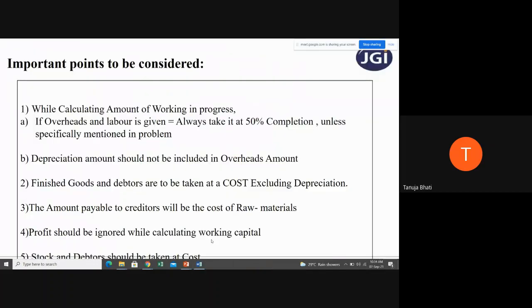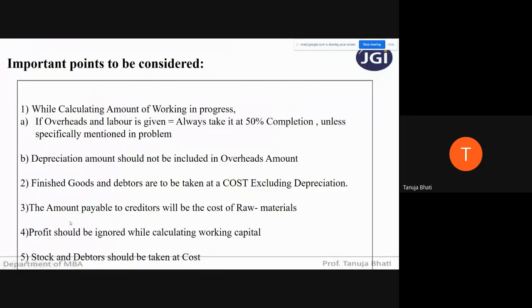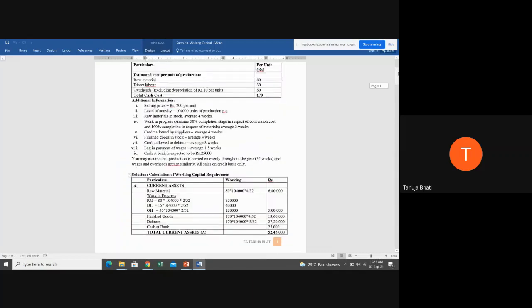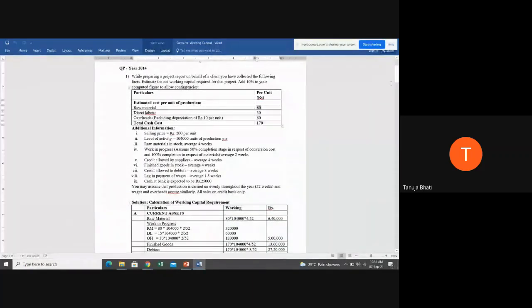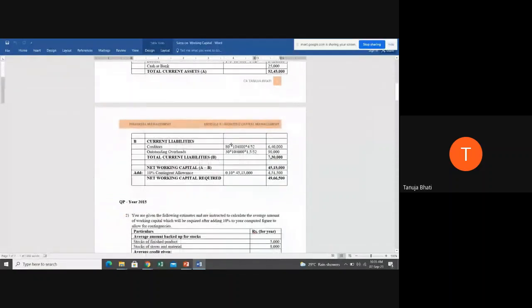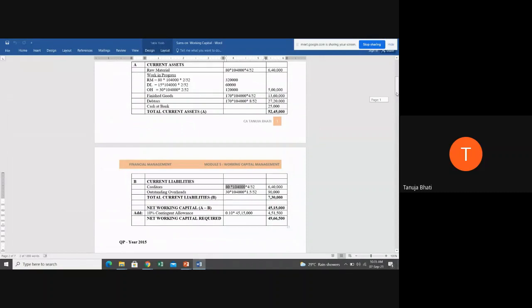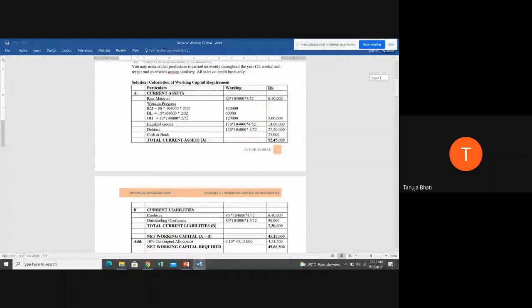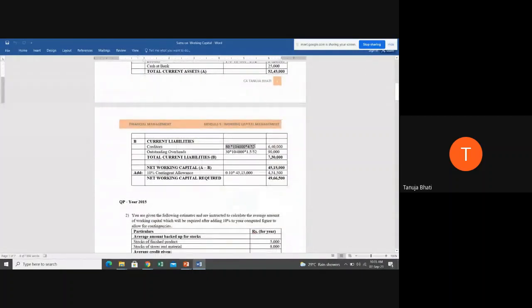Now, let us first find the creditors. Third point, the amount payable to creditors will be the cost of raw materials. What is the cost of raw materials? It is rupees 80 per unit. So what you have to do is 80 into 1,04,000, and what is the average period of credit allowed by supplier? It is 4 weeks. So into 4 divided by 52, you get creditors at 6,40,000.